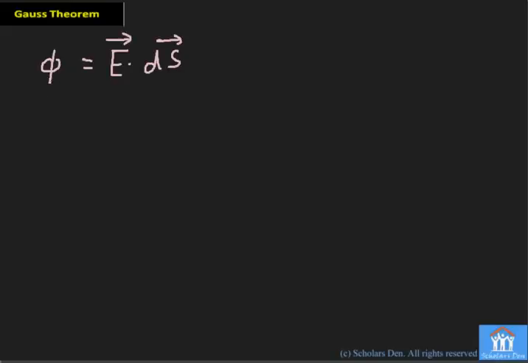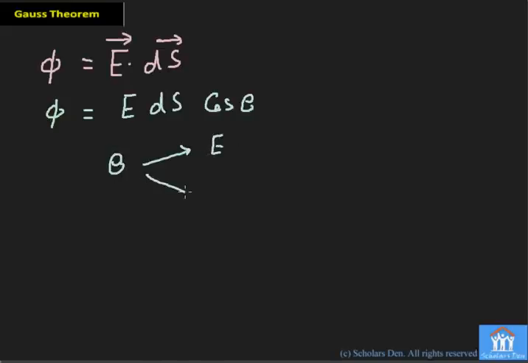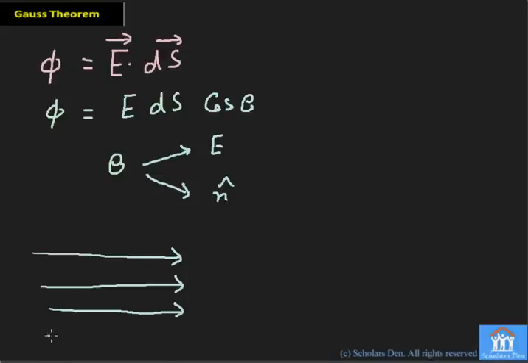But we know mathematically that the dot product means E ds cos theta. So what is theta here? The question arises, what is theta? So theta is the angle between the electric field and the normal vector. So you are just going to take the electric field and the normal vector. Suppose I am plotting the direction of the electric field: this is the direction of my electric field, this is the direction of the electric field.